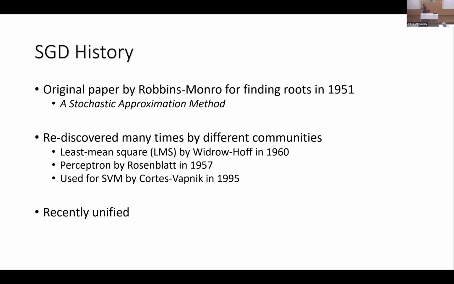So the unification happened later on, after 2000, when all the results from different communities were brought together and compared with each other to get into a framework which everyone can use. And today, as you already know, it is widely used in the training of neural networks.